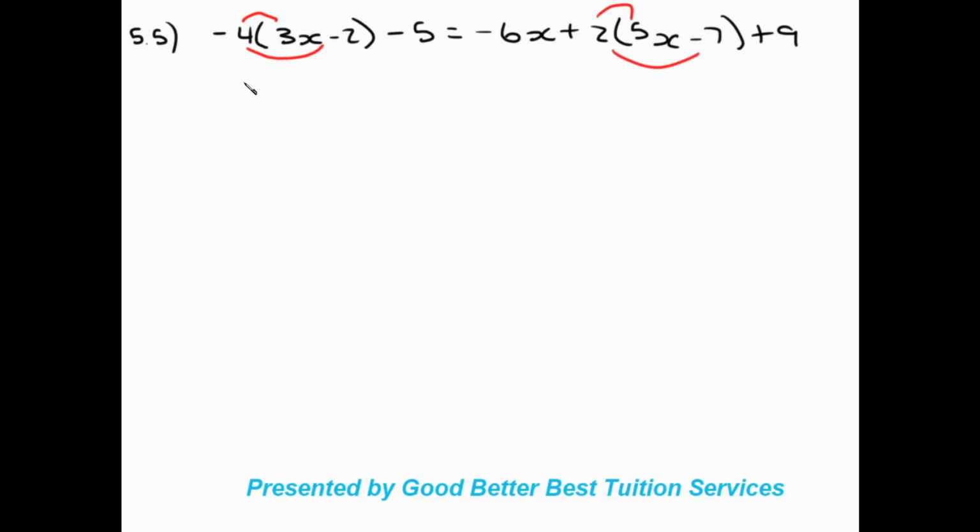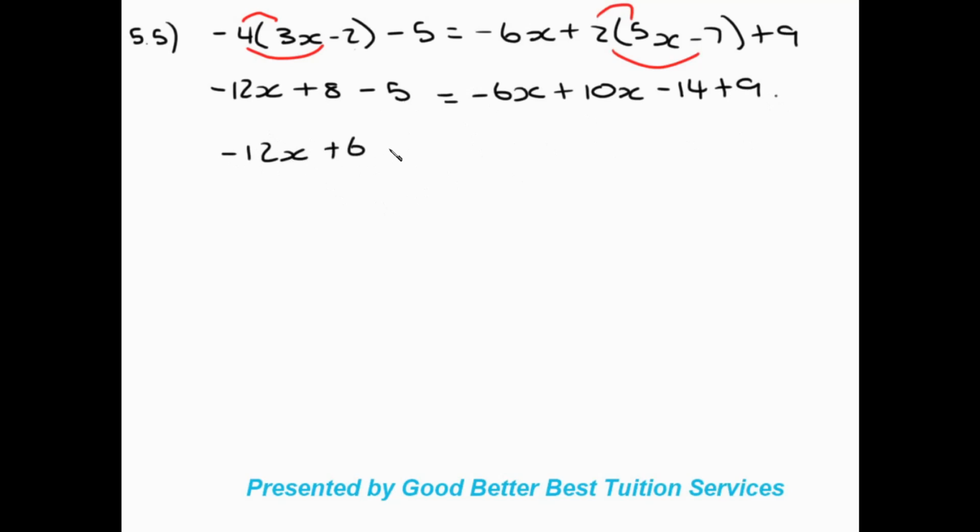So once we do that, we get negative 12x. It's negative times a negative now, so it's going to be a positive 8 minus 5 is equal to negative 6x plus 10x minus 14 plus 9. So we can take all of our variables to the left, so we have negative 12x. So 6x comes over, it becomes plus 6x minus 10x, that also came over. So now we look at our numbers, we have negative 14 plus 9 minus 8 that came over plus 5 that came over. Okay, so that's the situation we're looking at right now.